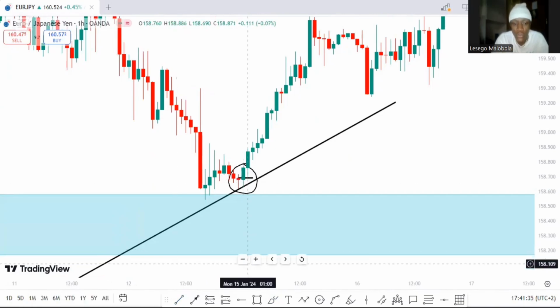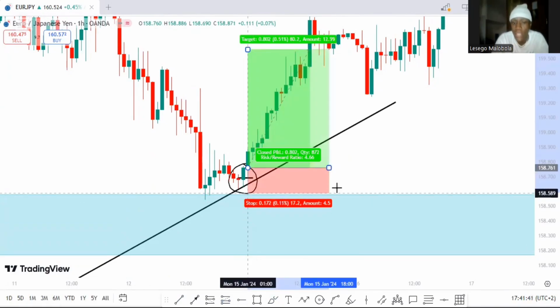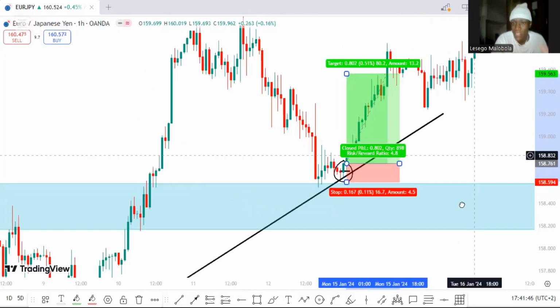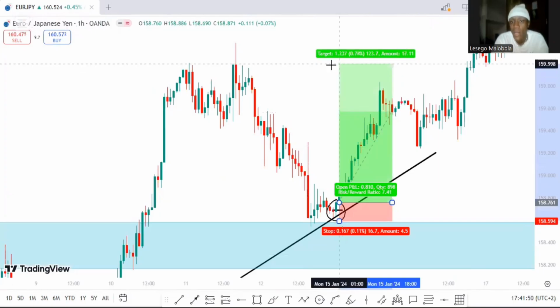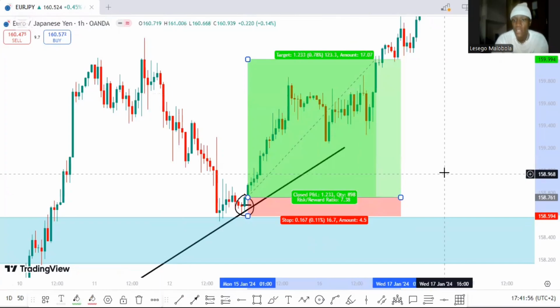So after that, you just simply take your trades to the upside. You understand me? So obviously after taking your trades, what do we target? Our stop losses are always below our candlestick patterns, and our TP is always above. We always target our highs, which our high is here. Our high was literally right over there, and you can see TP was smashed, because you understand market structure, because you understand support and resistance, because you understand candlestick patterns. You understand me?